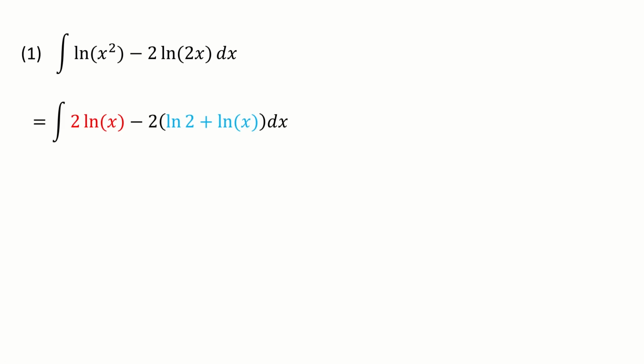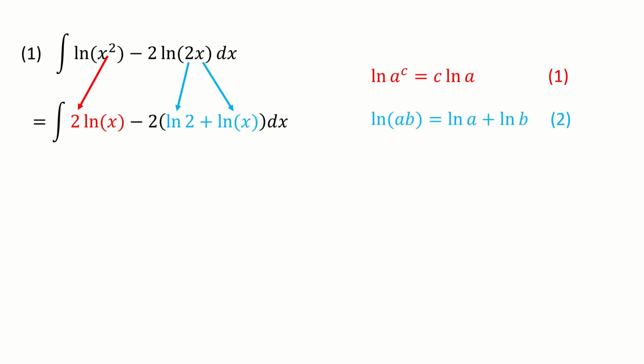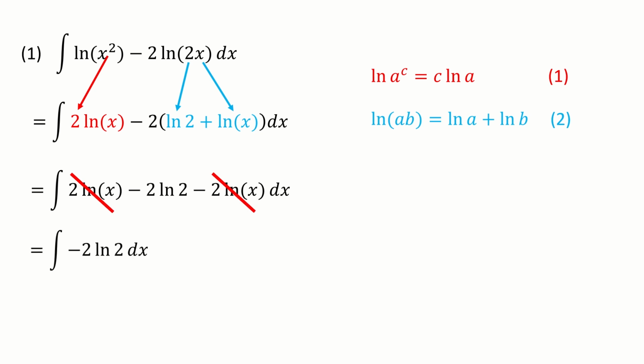For the first term, we can put the power index in front of the log function by using the property 1. For the second term, we can split it into the sum of log 2 and log x by using the property 2. Next, we just expand it. Then we found the first and the third term can be cancelled out. So we got a constant inside the integral.